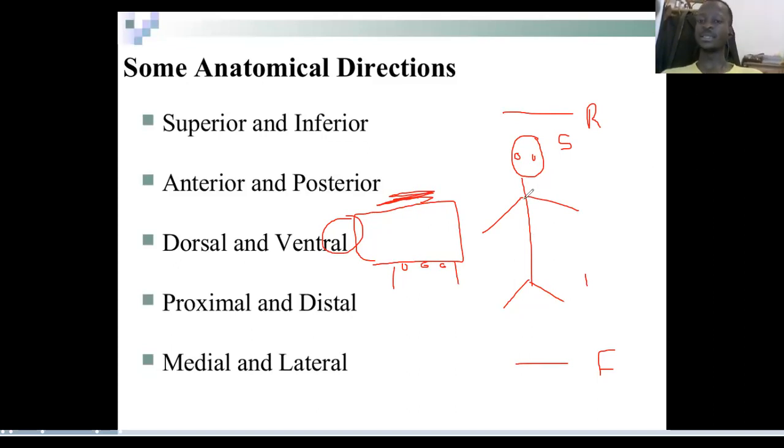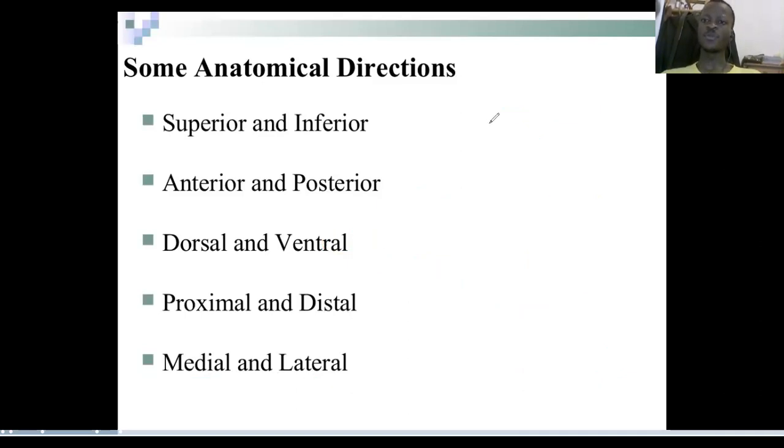Then proximodistal, using the body wall, let's say here the shoulder joint. Structures that are closer to this body wall, they are proximal. Then those that are further away, these structures, we refer to them as being distal, right? Then the words medial and lateral, would like to use them more in reference to movements. So movements away from the body wall.